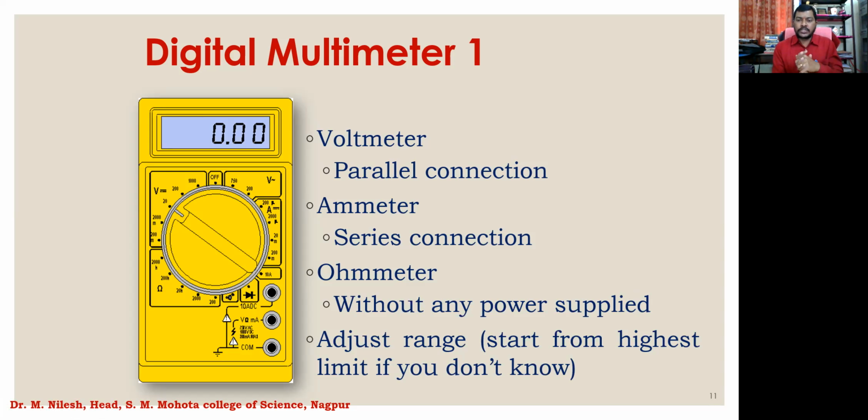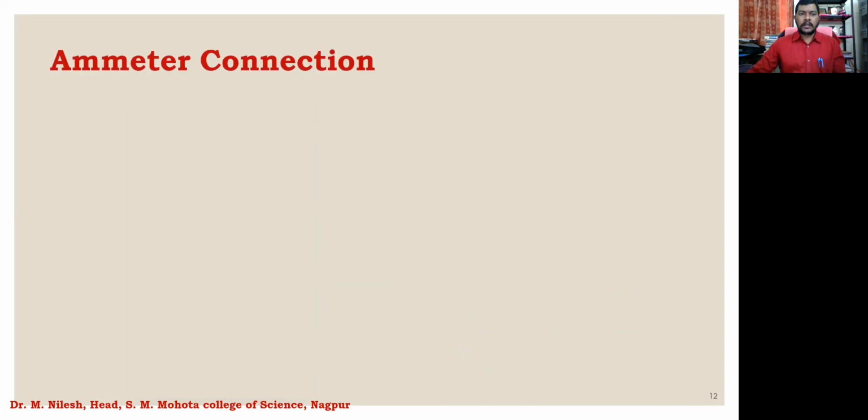So adjust the range, start from the highest limit. If you don't know, you have to adjust the limit. If the voltage is going high, then you have to come down, so that it will show you the reading. So this is for the voltmeter.